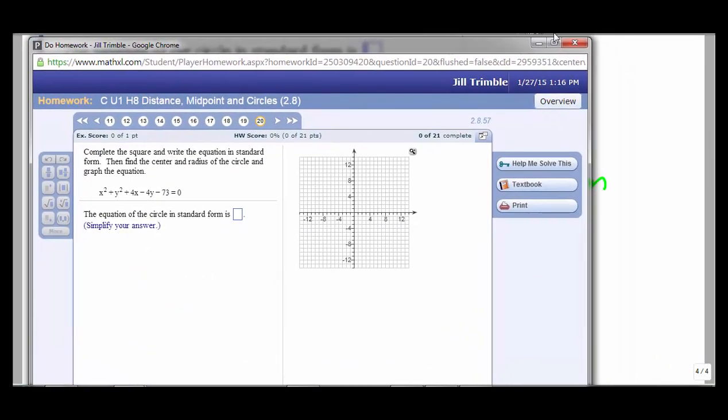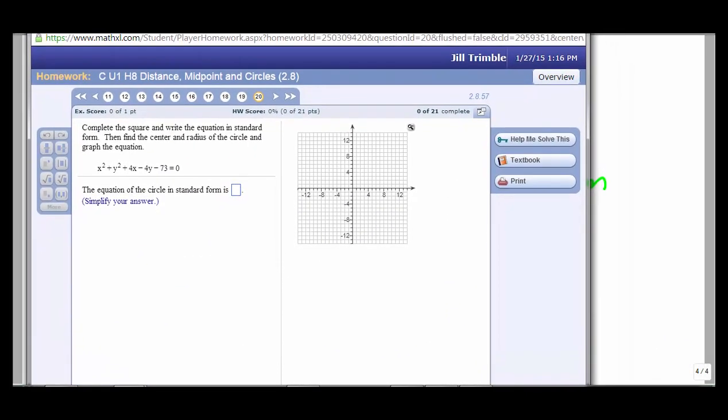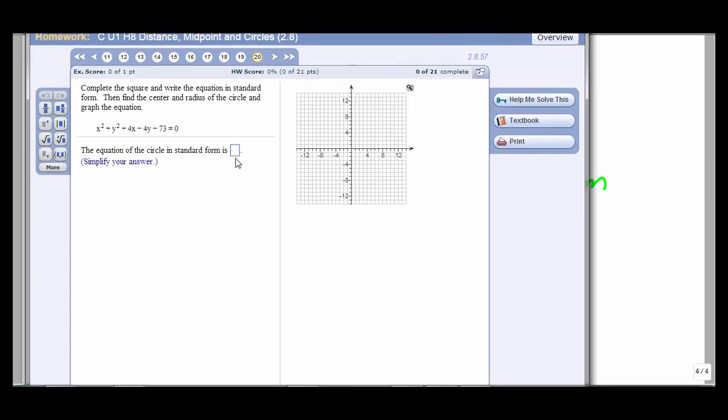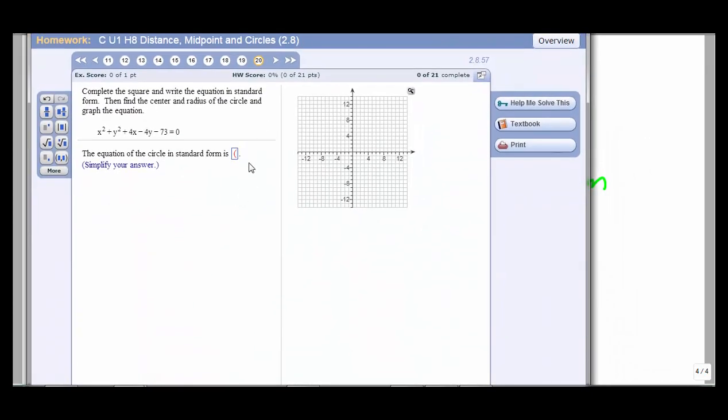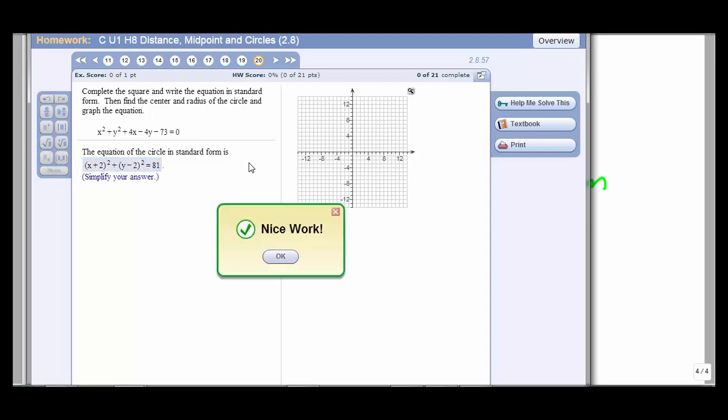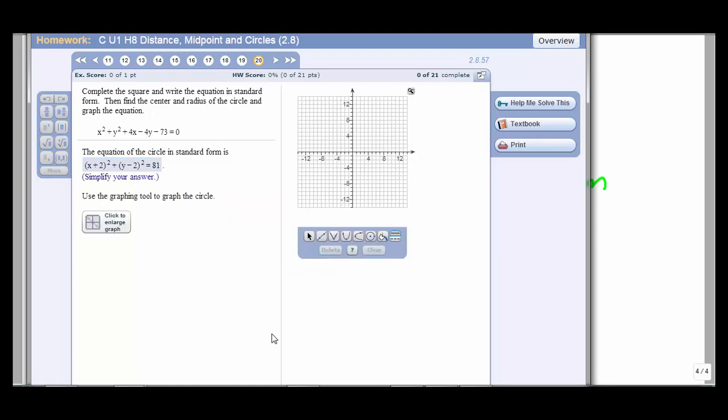Let's go ahead and have a look. Now, we want to make sure, oops, we better put this in, because if we don't put this in, they're not going to let us get to the graphing part. So what was that? x plus 2 quantity squared plus y minus 2 quantity squared equals 81. I think that's what it was. Okay. So now we can graph it.